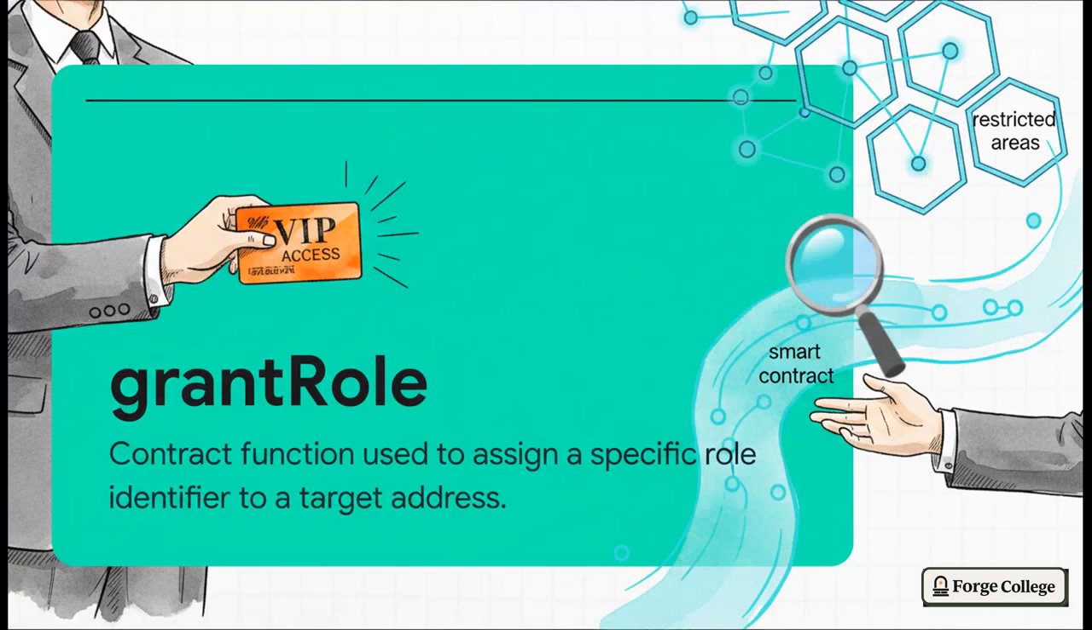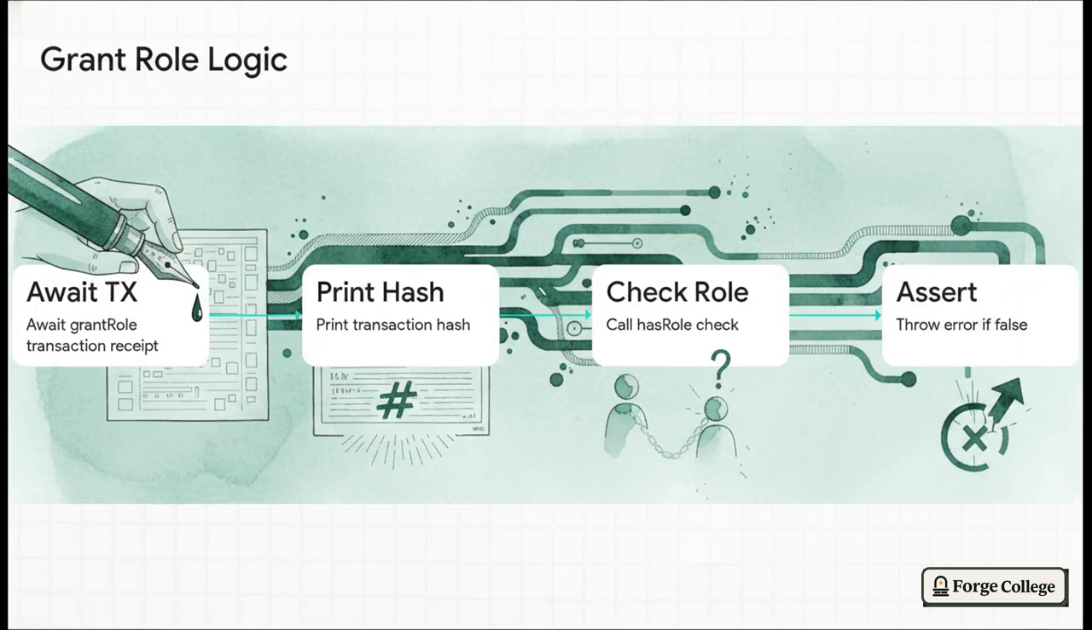It is time to let someone pass the velvet rope. And here is our core tool for doing that, grantRole. This is a programmatic contract function used to assign a specific role identifier to a target address. Just imagine the club manager taking a bright orange VIP keycard and handing it directly to a guest. That guest's address is now officially on the VIP list, boom, giving them access to the restricted areas of our smart contract. So how does this actually translate into our Node.js script logic?